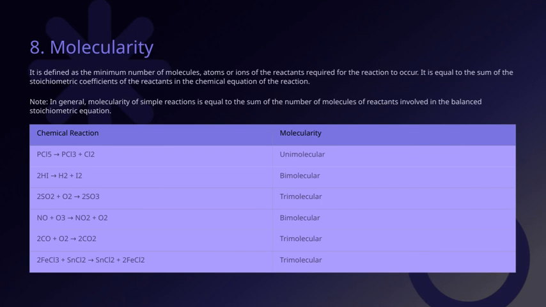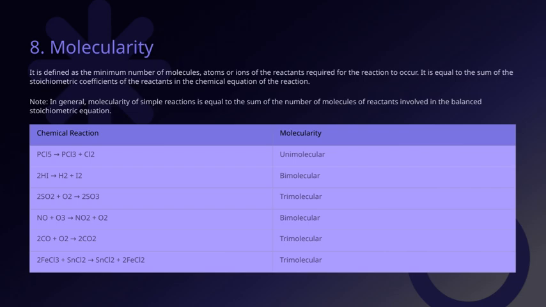Let's take a closer look at molecularity, which is a fundamental concept in understanding reaction mechanisms. In general, the molecularity of a simple reaction is equal to the sum of the number of molecules of reactants involved in the balanced stoichiometric equation. Essentially, it tells us how many molecules need to come together for the reaction to occur.